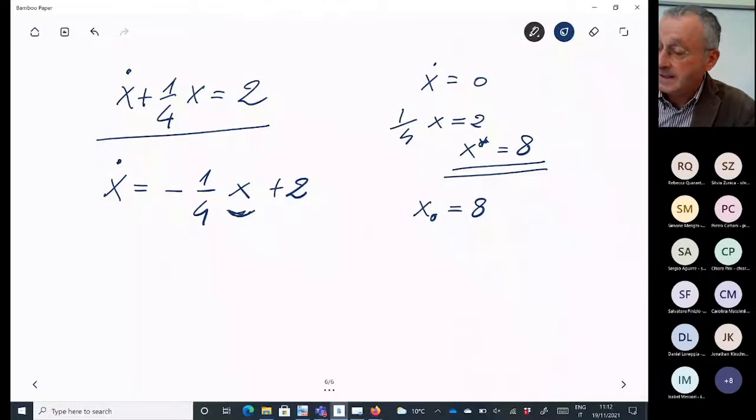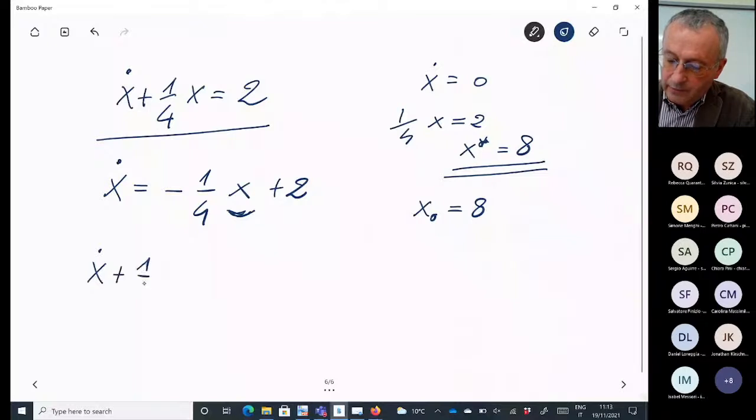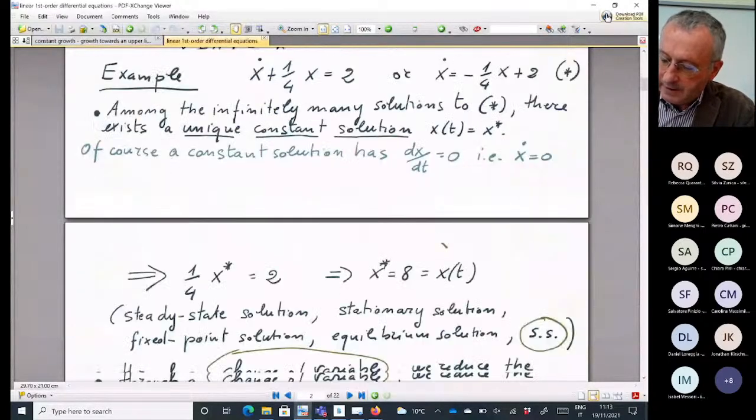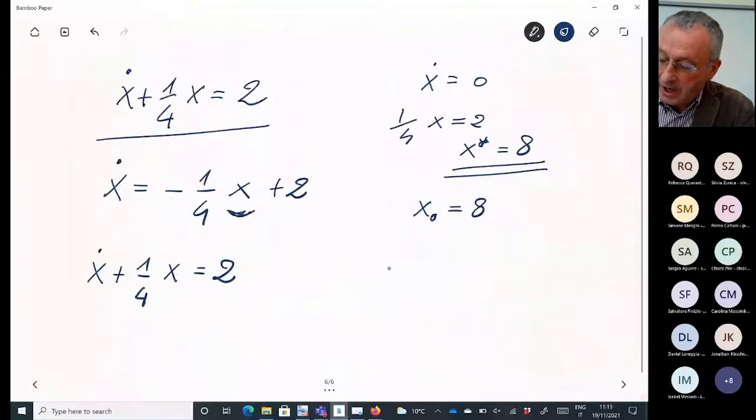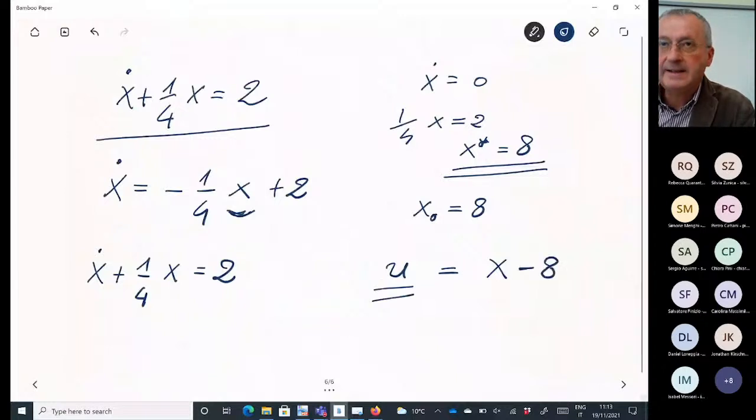Now the next step is that of finding the solution to the general case, x dot plus 1 over 4x is equal to 2 in our example. In order to find the general solution, we just perform a change of variable. So why is it important to find the steady state first? Because next, we will change our variable. We will define another variable u, which is the deviation between x, the unknown function, and the steady state level. So we define a new variable u. Now we have to transform the differential equation into one in the new variable u.